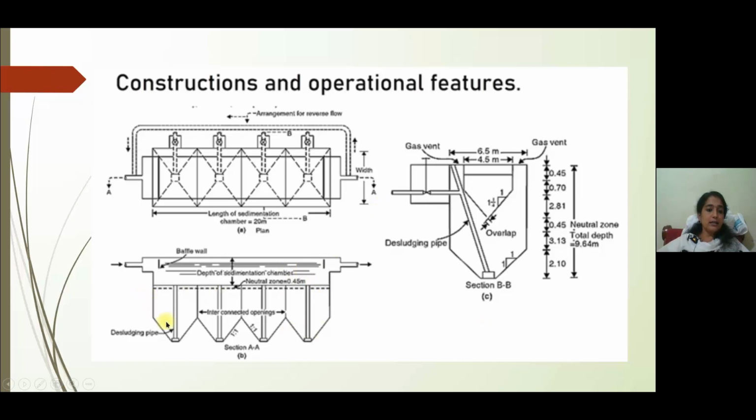Here you can see four of these digestion chambers connected with the sedimentation chambers, and the sediments from this sedimentation chamber enter into these digestion chambers. Digested sludge can be collected using these desludging pipes. The inlet is provided, and you can see the outlet also. This is the main sectional view and plan of an Imhoff tank.